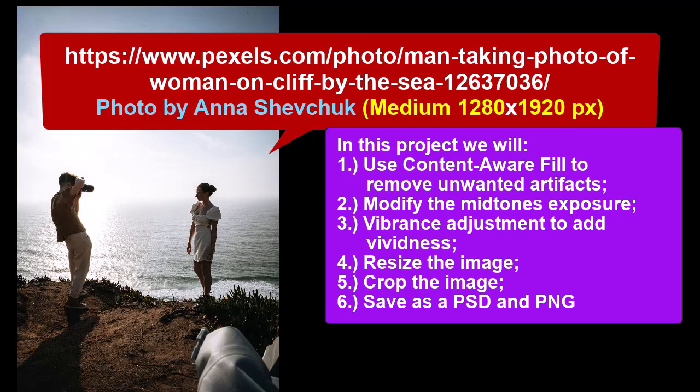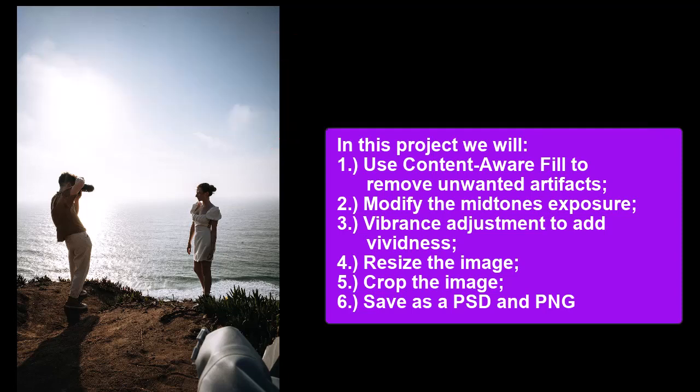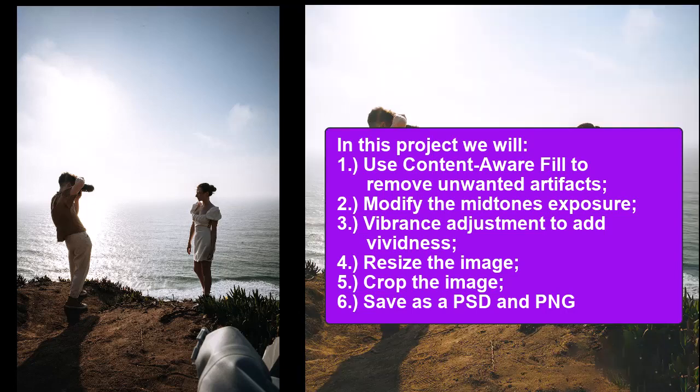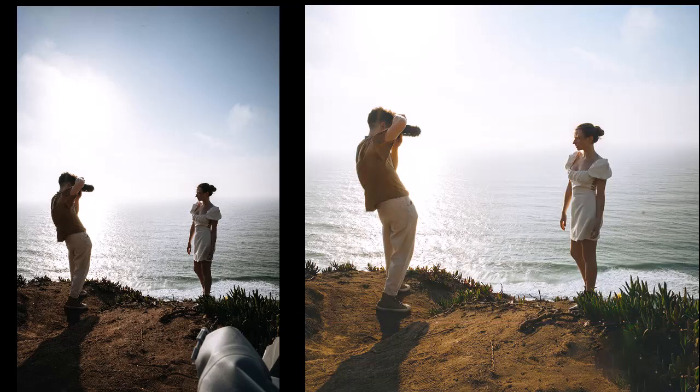right hand corner. We're going to modify the midtones exposure. The midtones are not the shadows and not the highlights, but what's in between. We'll adjust the vividness by using the Vibrance adjustment. We'll resize the image and we'll crop the image and we'll save it as a Photoshop document as well as a PNG. The end result will be this image where it's cropped and just looks a little brighter and a little bit greater contrast between everything.